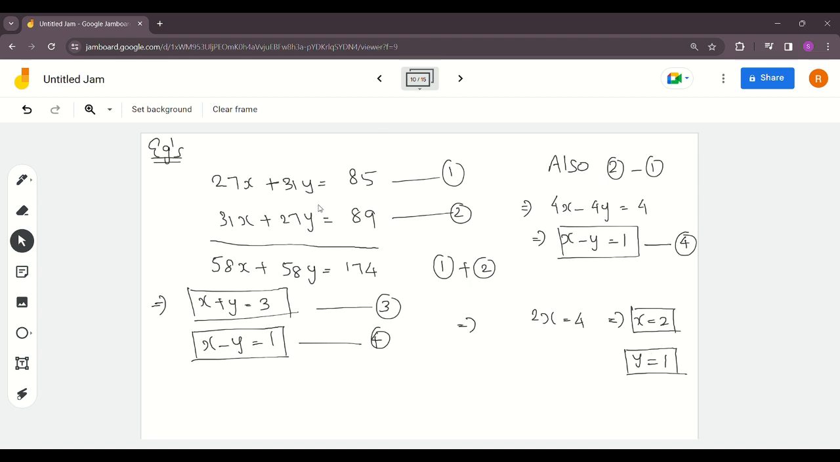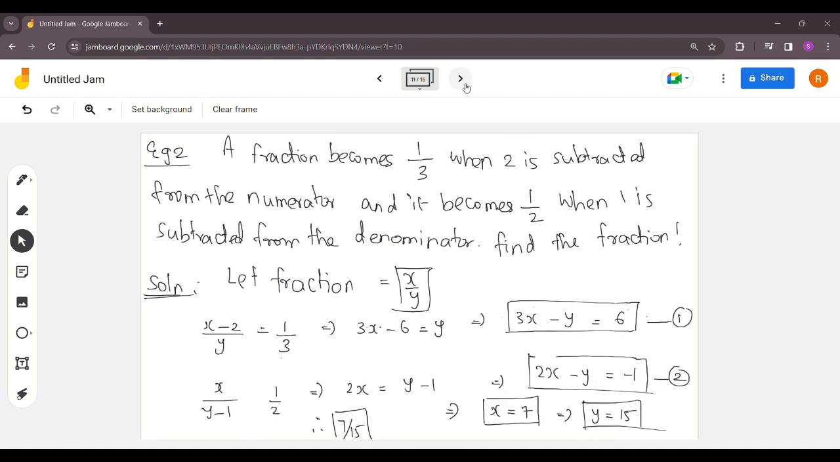So a big complicated equation like this can be reduced to a smaller equation provided both the values are the same, like a1 should be equal to b2 and a2 should be equal to b1. If any one of them is not satisfied, then you can't use this method. Okay, now we go to the next question.